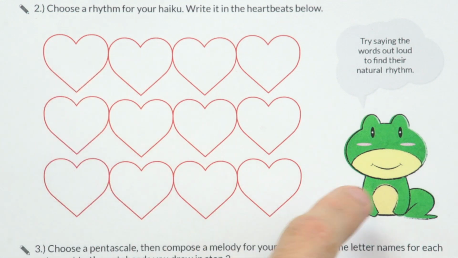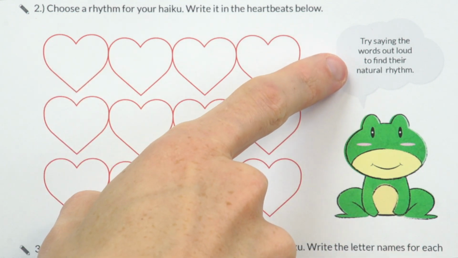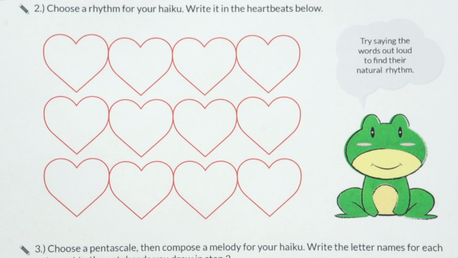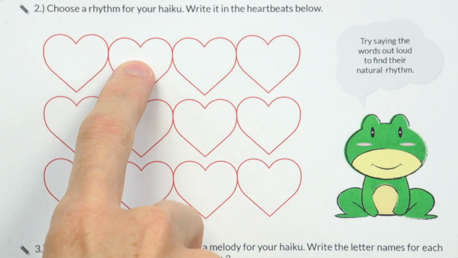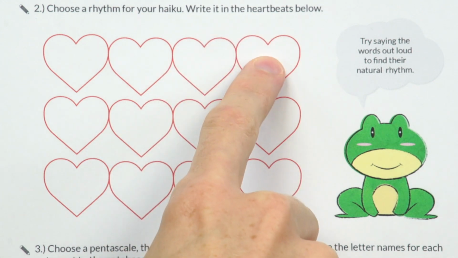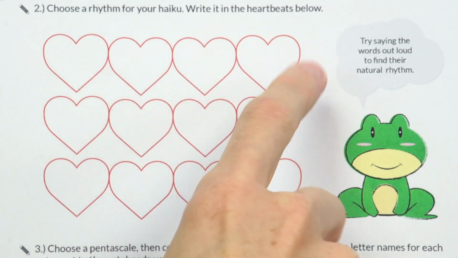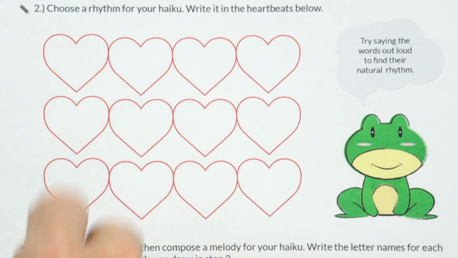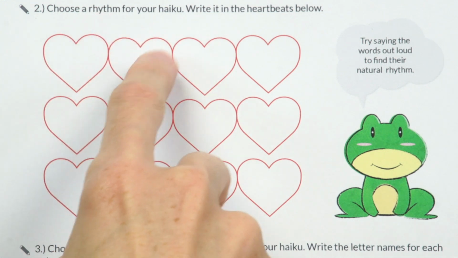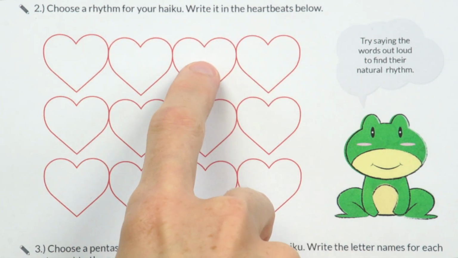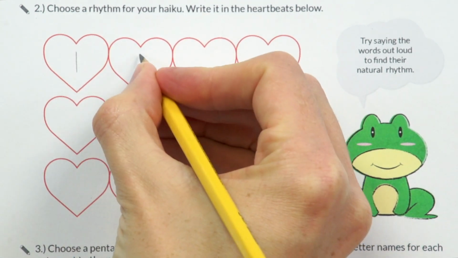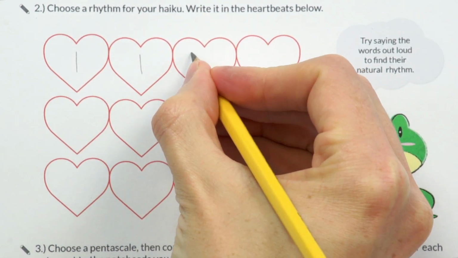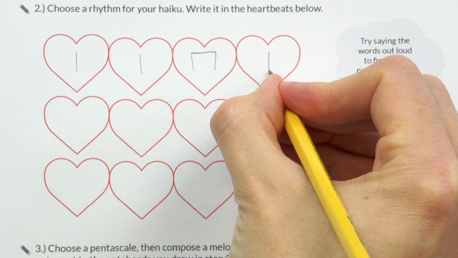So, what the frog is suggesting is try saying the words out loud to find their natural rhythm. So let's try that. Mount Hood, tall and proud. Did you notice which beat had more than 1 syllable in it? Mount Hood, tall and proud. It was right here. So my rhythm would be Mount Hood, tall and proud.